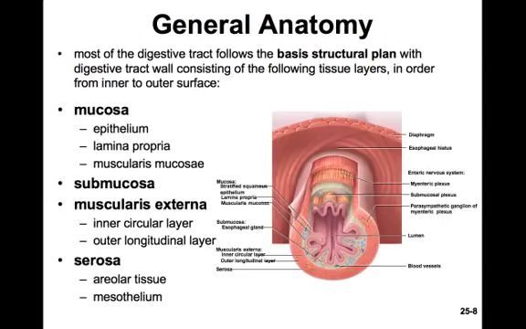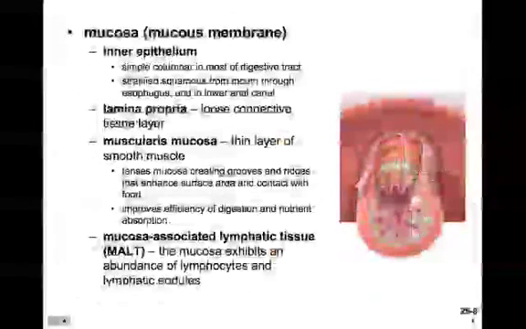All components of it follow this basic structural plan. The wall consists of the following tissue layers. First, we have the mucosa, then the submucosa, the muscularis externa, which consists of 2 layers of muscle, and then the serosa on the very outside. So we'll begin with the mucosa.